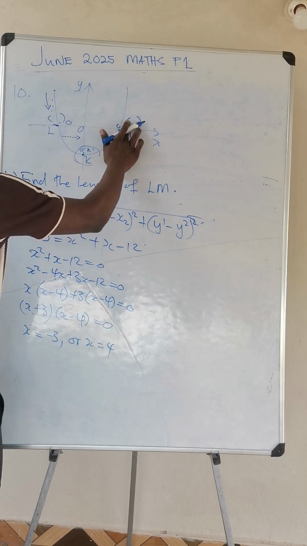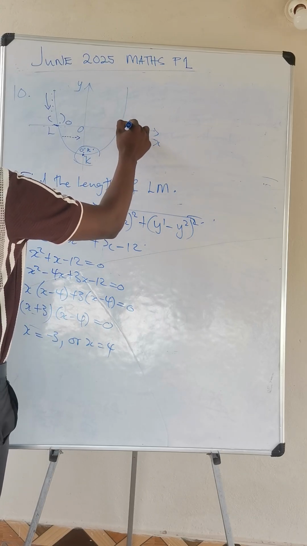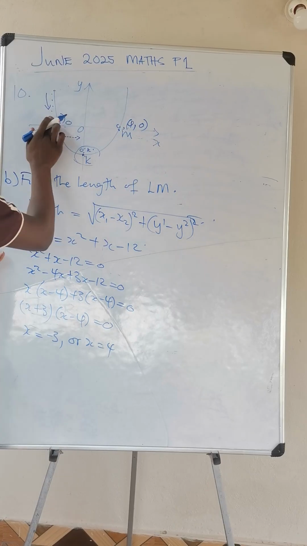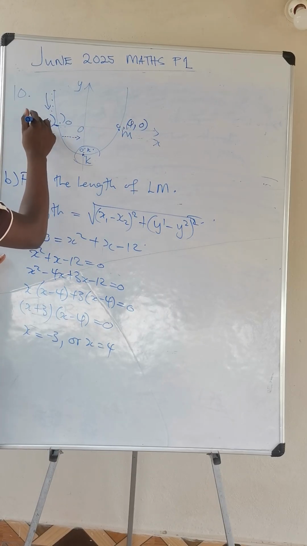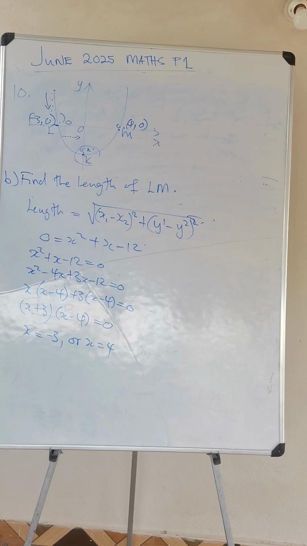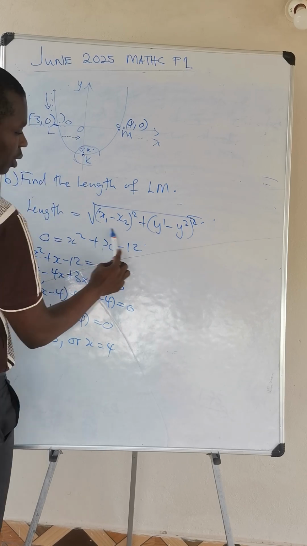So the value of x is minus 3 and the value of x is 4. It means the coordinates here are 4, 0 and here are minus 3, 0. So these are our coordinates. Then after that we take these coordinates and substitute where?